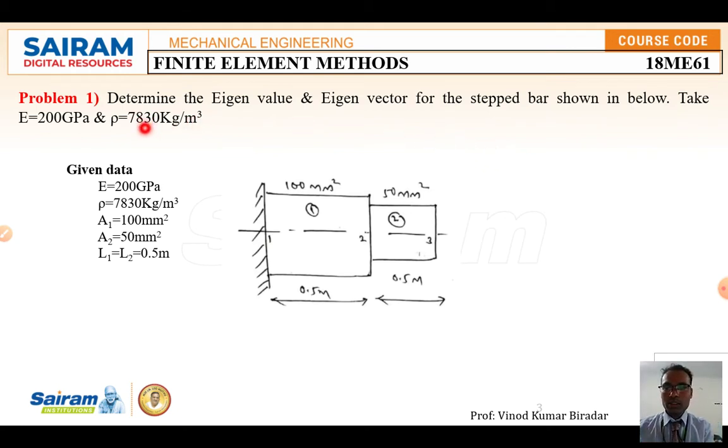This is the question they have given. This is a stepped bar. This area is different, this area is different. Here two elements are there: element number 1, element number 2. How many nodes are there? Node numbers 1, 2, 3. The length of the first element is 0.5, and the length of the second element is also the same, that is L1 = L2 = 0.5. The area for the first element is 100 and the second element area is 50.